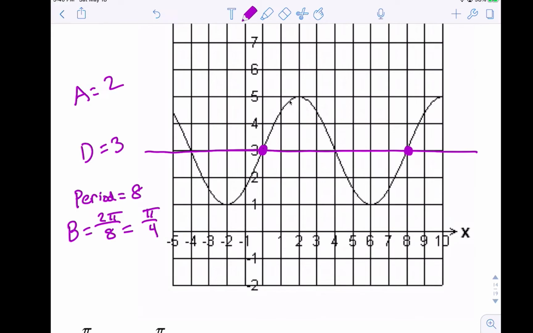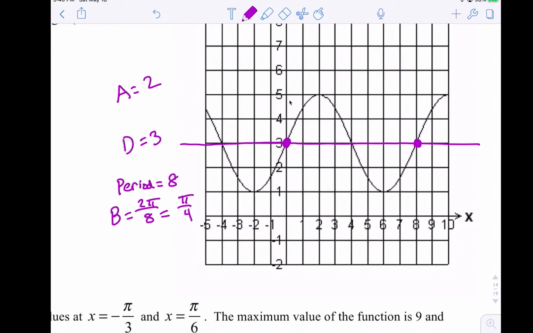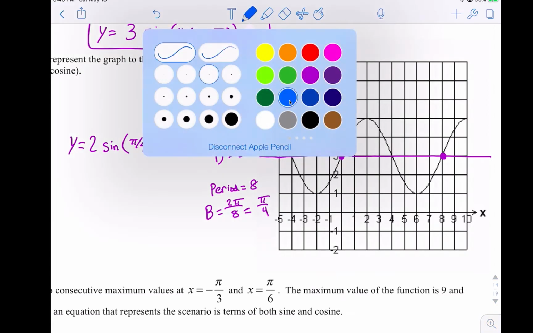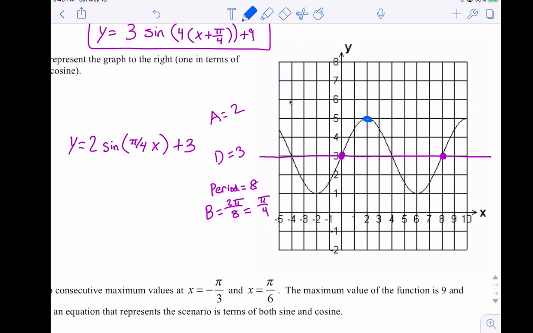So the first one I'm going to do is right here at x equals 0. That's going to be y equals 2 sine pi over 4 x plus 3. And then the other one is going to be here at this high point, which is cosine. So y equals 2 cosine pi over 4 x minus 2, plus 3.